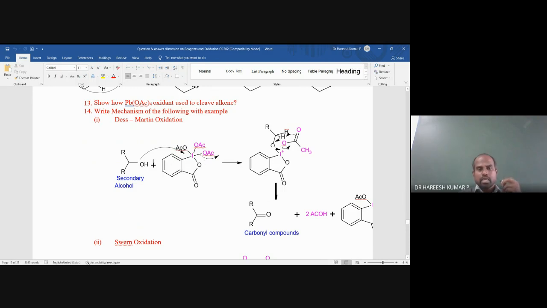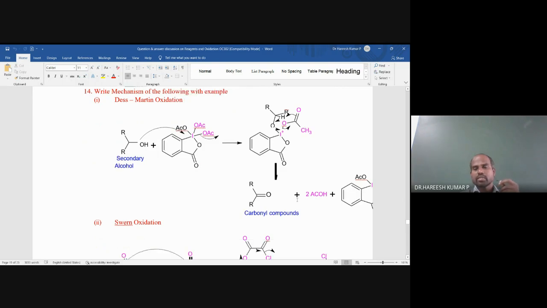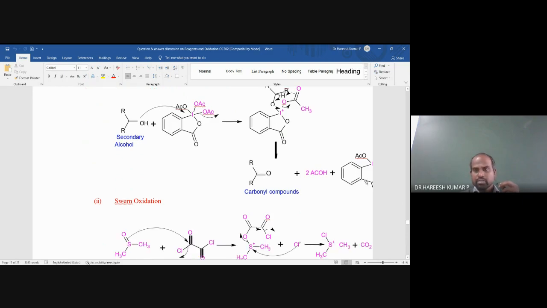So if you're looking into the mechanism, the lone pair is attacking here and O-acetate will go out. And here an intermediate is formed in such a way that there will be an intramolecular transformation. How is the transformation? The bond between the iodine and acetate is going out, and this bond pair is sitting on the iodine, and there will be a new bond formation between the oxygen and proton, and this bond pair is coming over here. That is how a secondary alcohol is converted into ketone, and this is the byproduct.